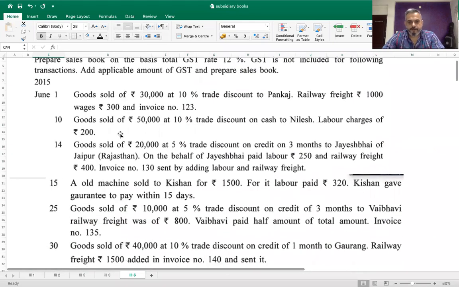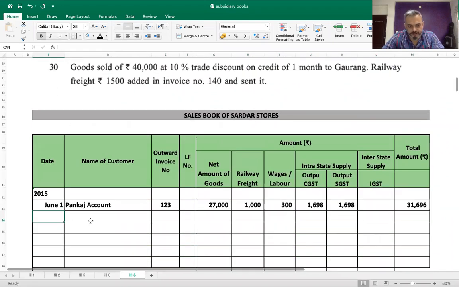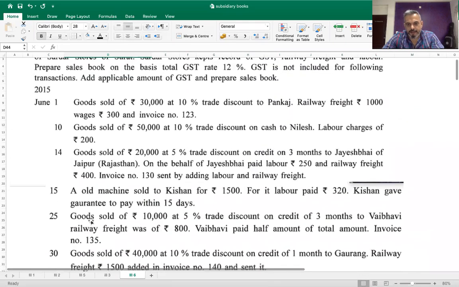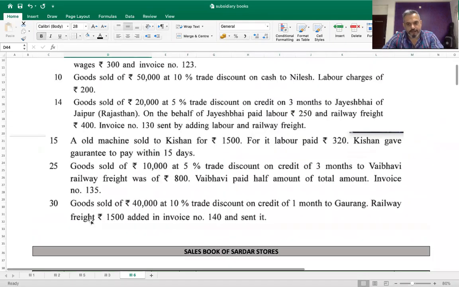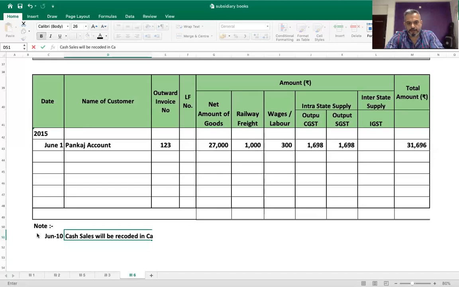Next one, 10. Goods sold of 50,000 at 10% trade discount on cash. Labor charges 200 on cash to Nilesh, but it is sold on cash, so we don't have to record the name. Hence, it is a cash transaction. Okay, we have sold on cash, so name is not to be recorded. It will be recorded in cash book. So we write cash sales will be recorded in cash book.